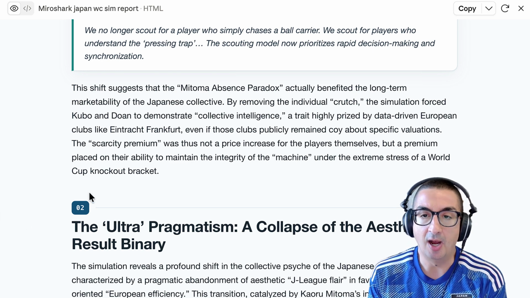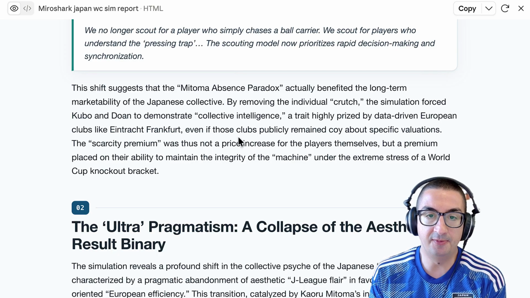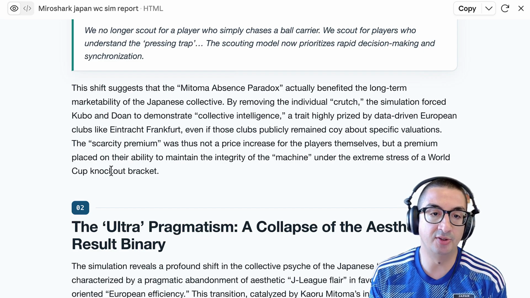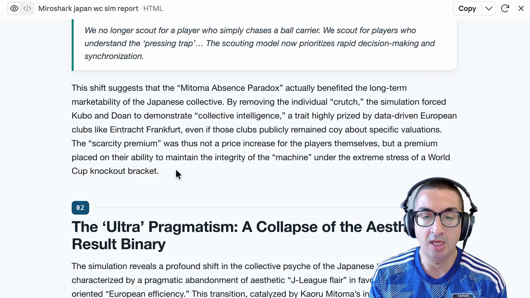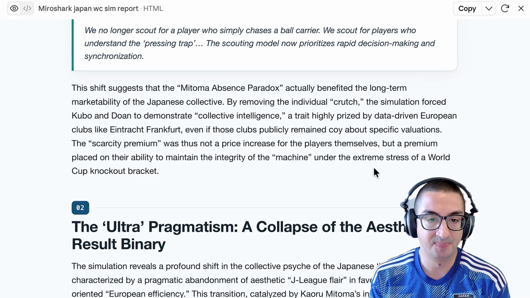A threat highly prized by data-driven European clubs like Eintracht Frankfurt, even if those clubs publicly remain coy about specific valuations. The scarcity premium was thus not a price increase for the players themselves, but a premium placed on their ability to maintain the integrity of the machine under the extreme stress of a World Cup knockout bracket.